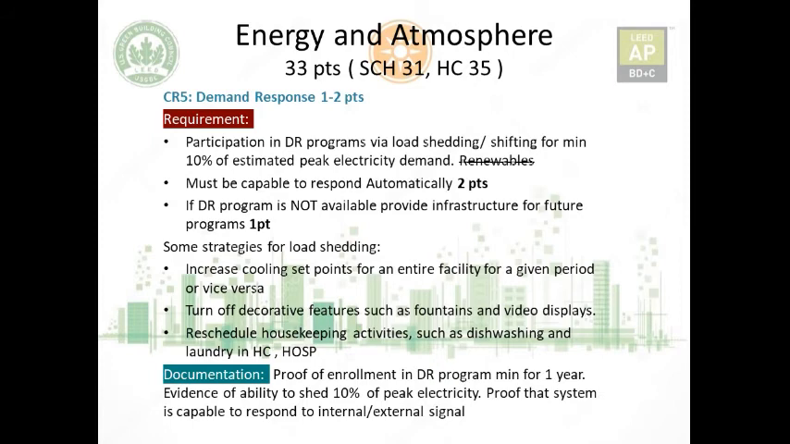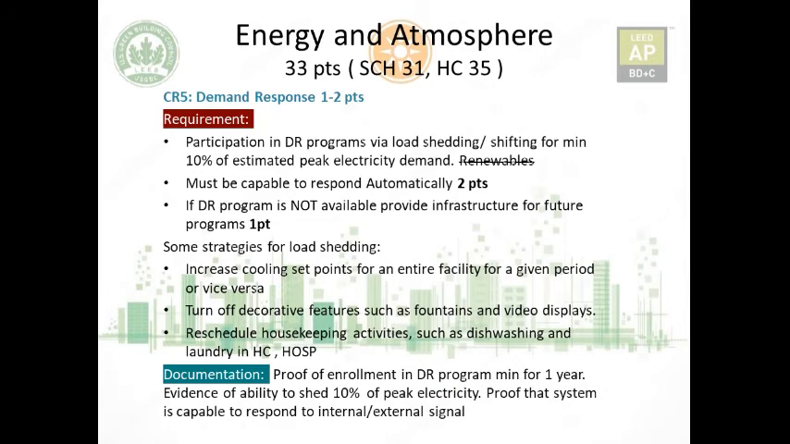And if there is a DR program not available in the area that your project is in, you can provide the infrastructure from the building side, so that if in future they implement the DR program, you are ready for it, and you gain 1 point for that.